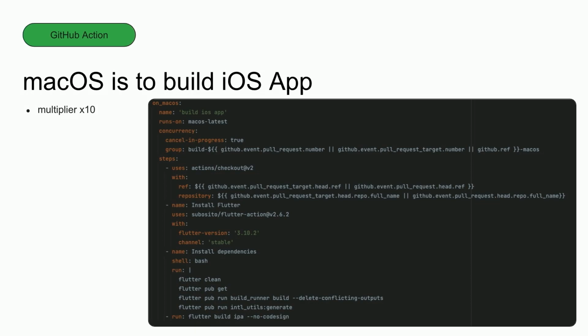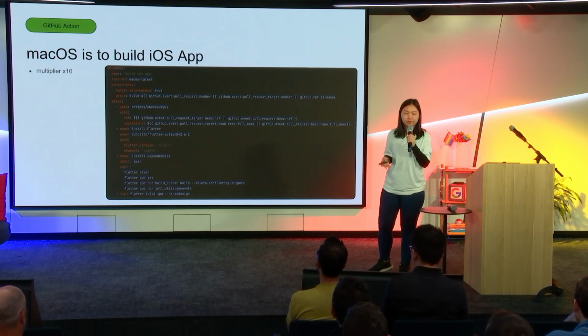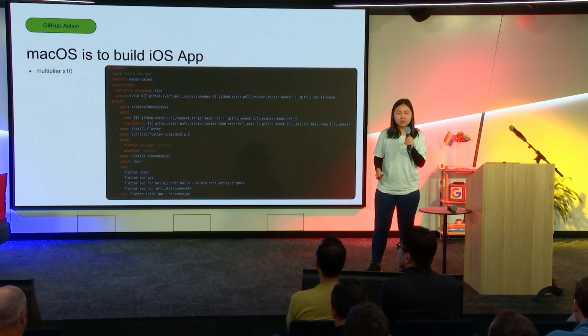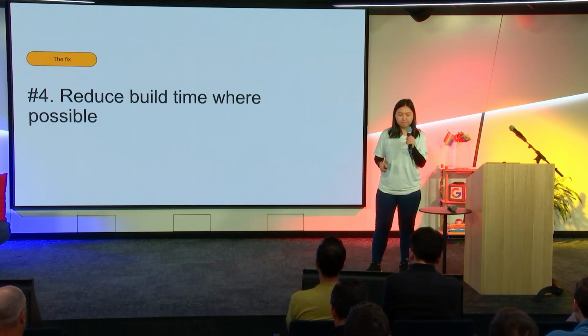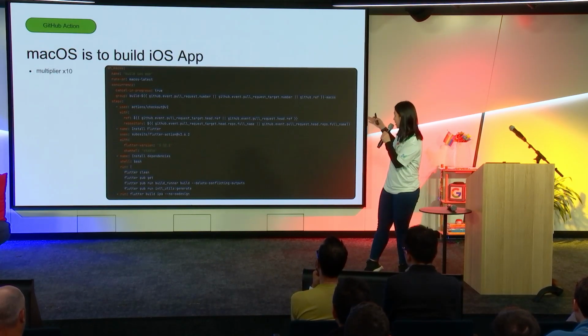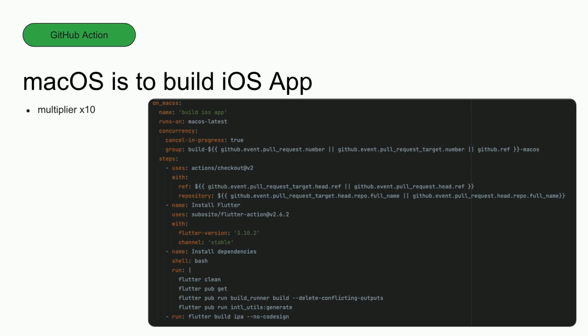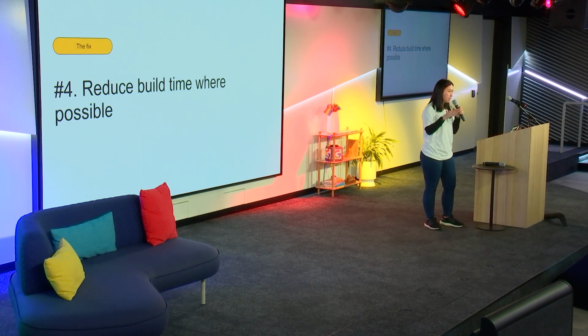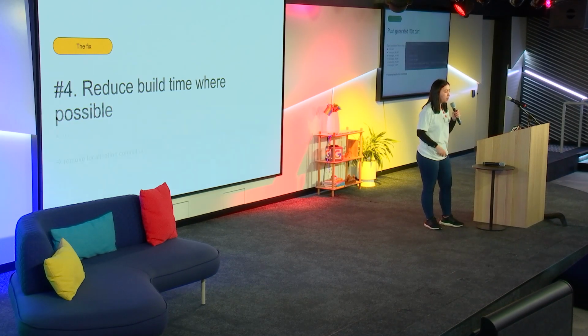Now, as I say, Mac OS is expensive, so I only use the Mac OS to build the iOS app. With that, you can see over here that the install dependencies is still there, and the install dependencies right now, with the code base that is growing, takes longer time as well. So we try to reduce the build time even further.